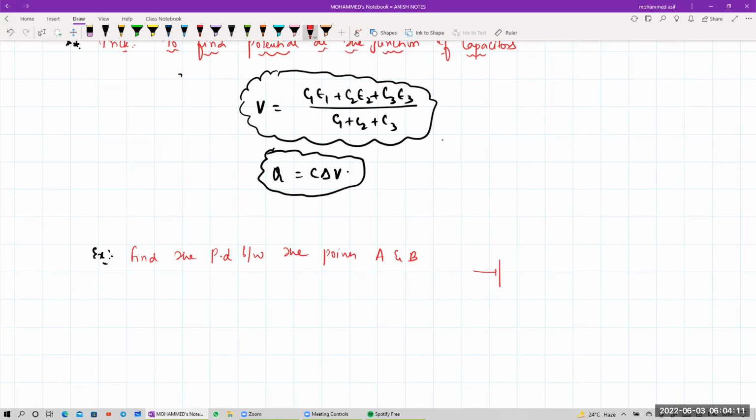Find the potential difference between the points A and B. This one is positive. This one is a parallel plate capacitor. Again, this one is negative, this one is positive. Again, one more capacitor. Again, here one more negative, and here positive.